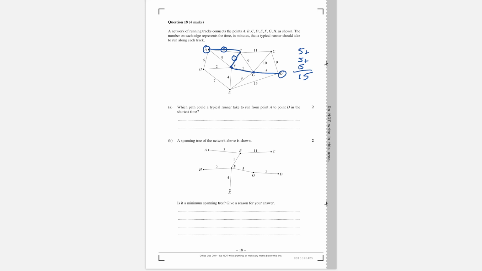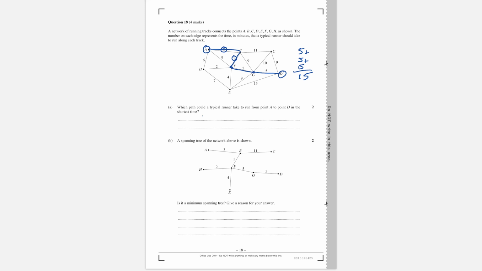So let's see if there are any other ways that we could optimize this path. No, 11 is bigger, 9 is bigger than 5. So there's no way of avoiding this next 5. It's the smallest number between F and G. And then once you're at G, again, it's the smallest path to get from G to D. So this is our answer.